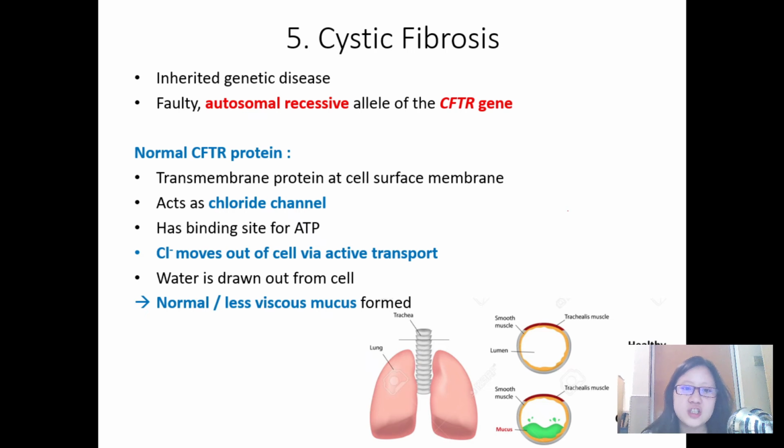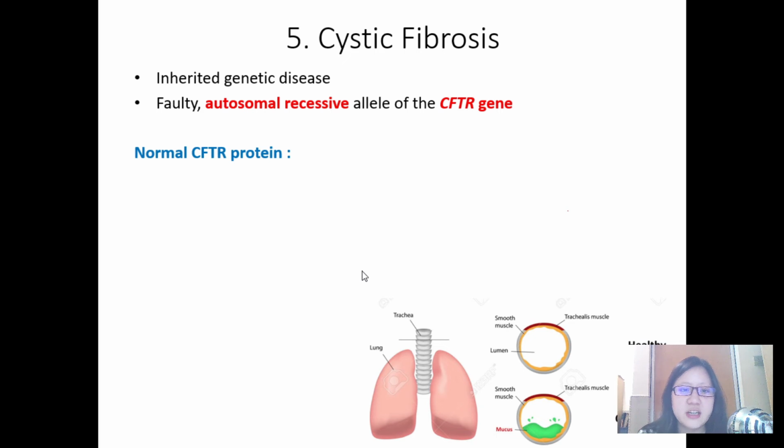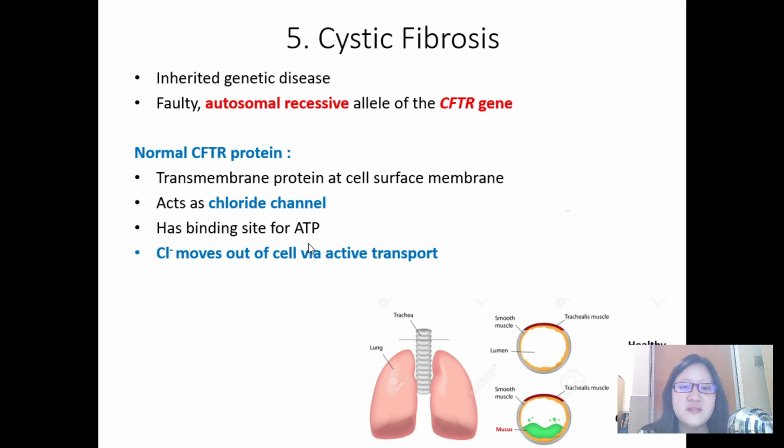Anyways, the CFTR gene normally, so the dominant allele, will code for a transmembrane protein in the cell surface membrane, and this acts as a chloride channel. The chloride channel actually has a binding site for ATP. I know it's a channel, so it's not supposed to have active transport, but it's actually not, right? It's actually gated, but it's ATP gated, so it will only open if ATP is present. So it's still passive transport, facilitated diffusion. It's just gated by ATP.